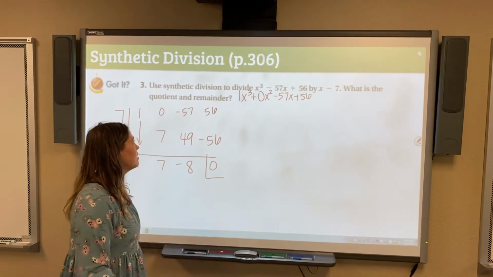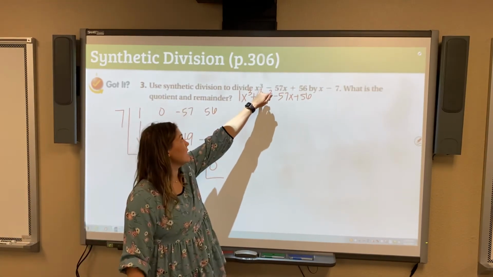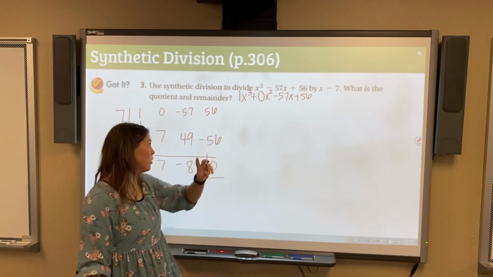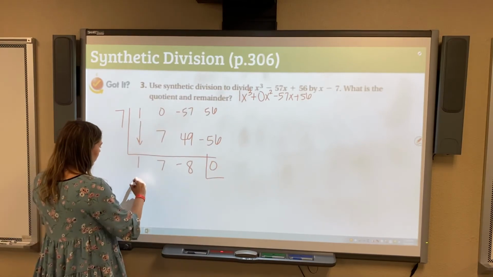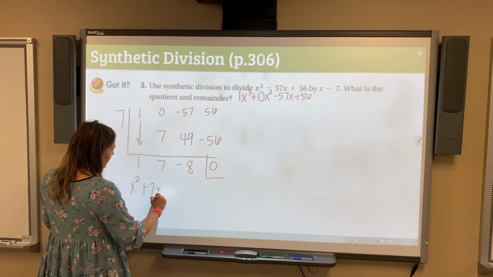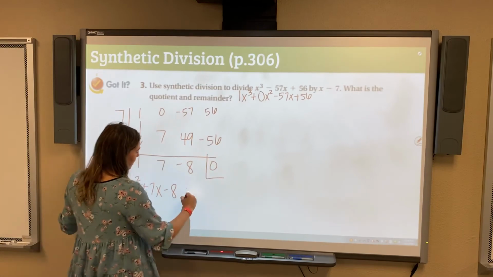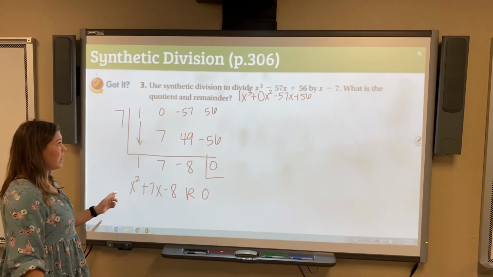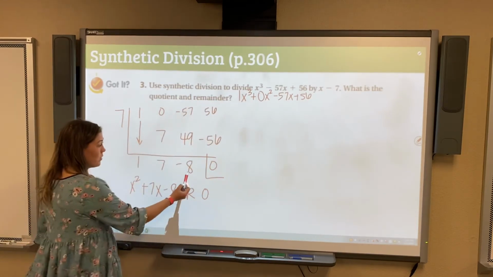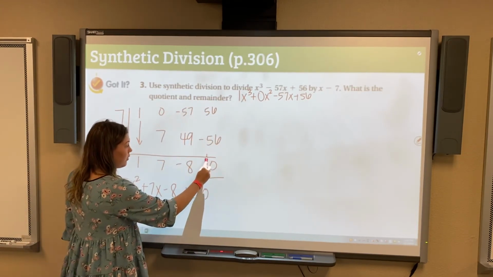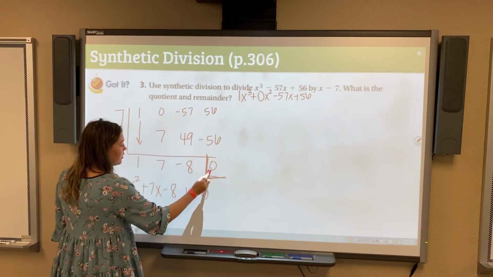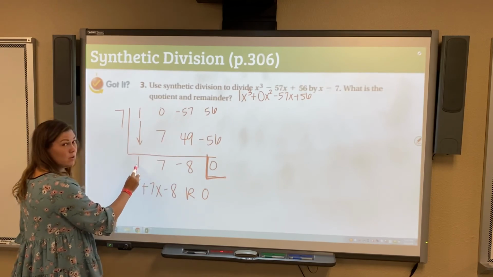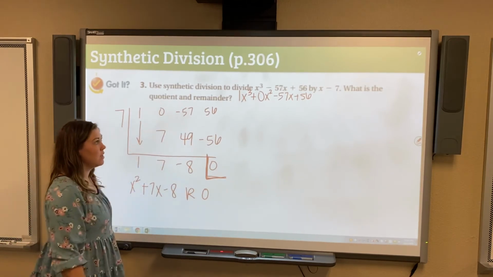Cool. So we have a remainder of 0. This is x cubed, so our answer is going to be 1 less than that, which would be a 2. So start here: we have x squared plus 7x minus 8 with a remainder of 0. If you forget that part, just think: the last number is always your remainder. This is your constant, this is your linear term, the x, and then your quadratic. You can go up from there.